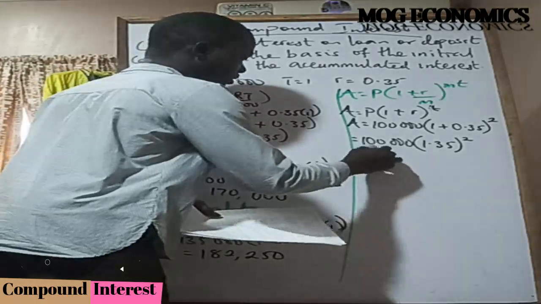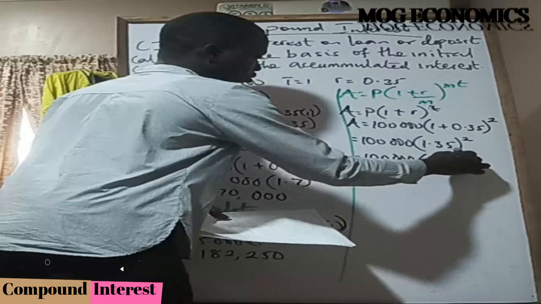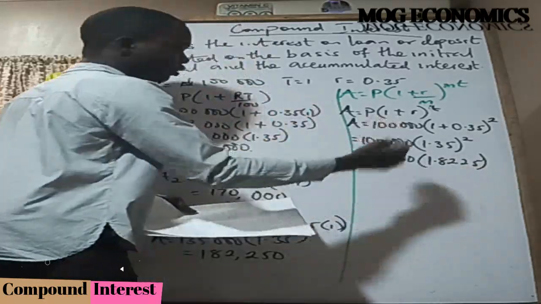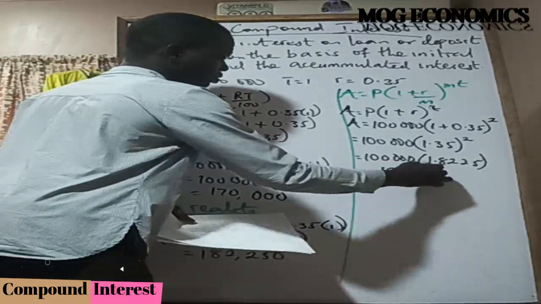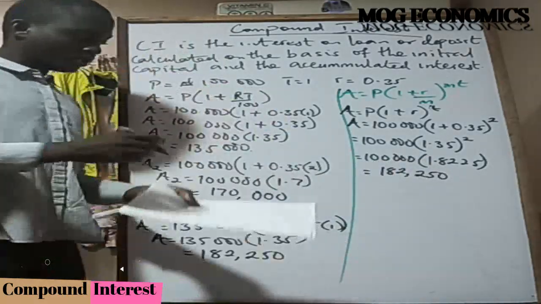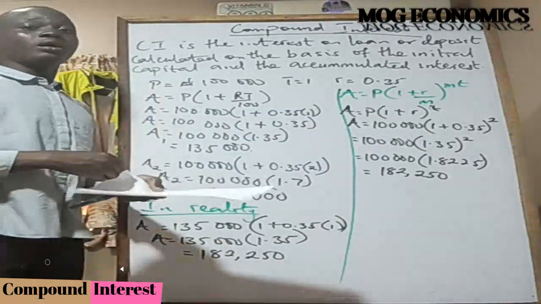So 100,000 into brackets 1.8225. When you multiply the whole thing out, you get 182,250, which is the same as what is here. So that is why this becomes the formula for compound interest.